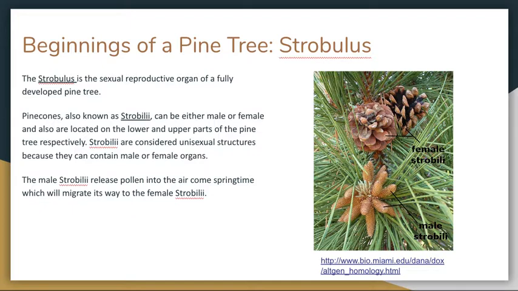The male strobili release pollen into the air come springtime, which will migrate its way into the female strobili. And there's a picture of the female and male. As you can see, they obviously have some differences. The female actually looks like a pine cone, and the male looks like a bunch of mini ones all bundled up together.